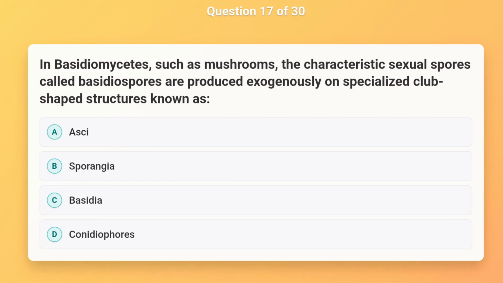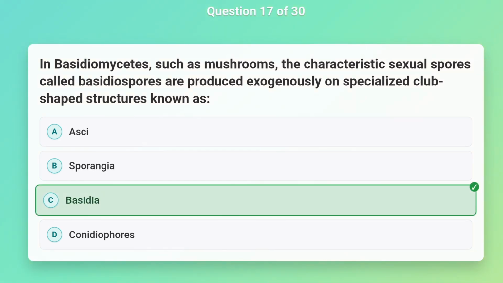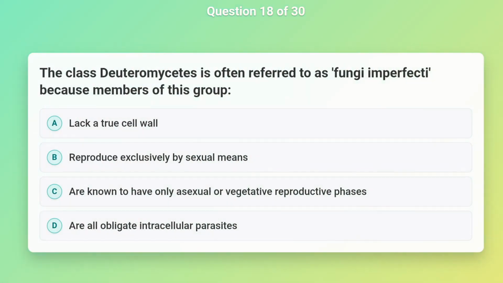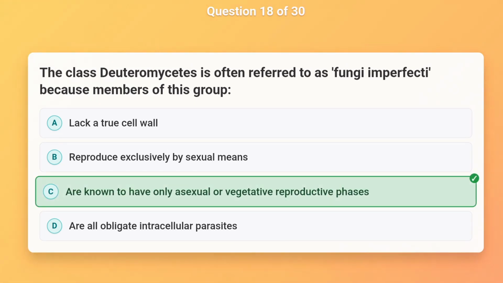In basidiomycetes, such as mushrooms, the characteristic sexual spores called basidiospores are produced exogenously on specialized club-shaped structures known as basidia. The class Deuteromycetes is often referred to as fungi imperfecti because members of this group are known to have only asexual or vegetative reproductive phases.